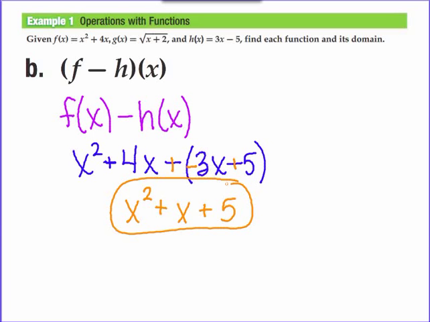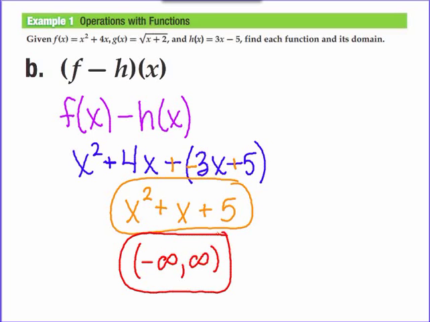Okay, domain is the intersection of those two. So if you remember from the first page, what was the domain of f of x? Negative infinity to positive infinity. What was h of x? Negative infinity to infinity. So what's the domain of this one going to be? Negative infinity to infinity. So it's where the two intersect, where they're in common. Okay. Alrighty, let's look at another one.